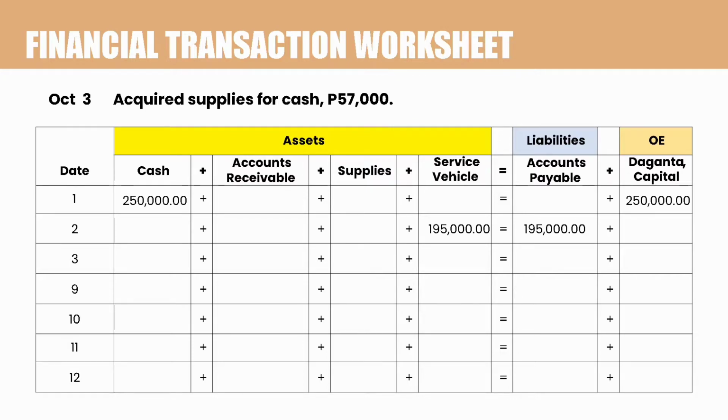Okay? So, moving on with our October 3 na transaction. Acquired supplies for cash, 57,000 pesos. So, nag-acquire daw tayo ng supplies at ang ipinambayad natin ay cash. So, we have here negative 57,000 under cash column. Then, positive na 57,000 sa ating supplies. So, bakit naging negative itong cash natin? Or, paano ko nasabi na negative siya? Kasi kapag naglabas tayo ng pera, yan ay kabawasan sa ating cash account.